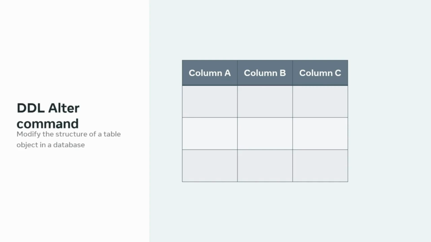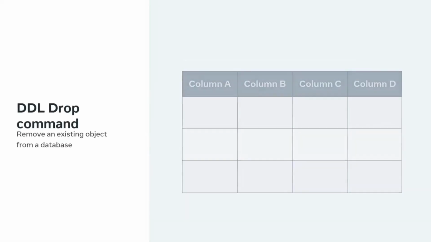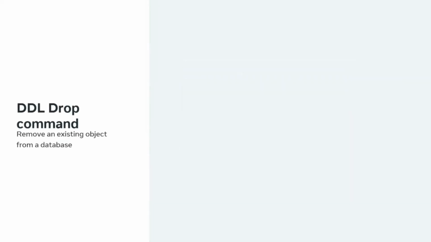Then you might need to modify already created database objects. For example, you might need to modify the structure of a table by adding a new column. You can perform this task with the DDL alter command. You can remove an object like a table from a database using the DDL drop command.